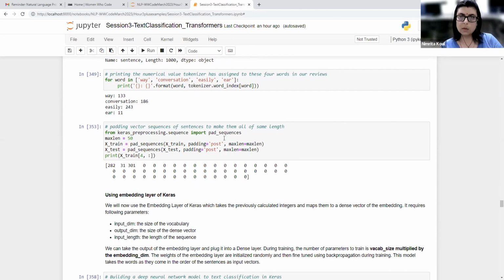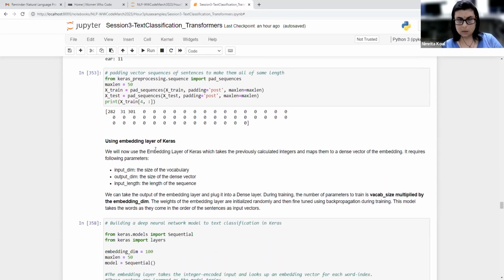This is done using the pad_sequences module from Keras preprocessing. We have decided that all the input sentences will be of maximum length 50. You can do this by using the pad sequences function, applying it to xtrain, and also applying it to xtest. So now all your input sentences or sequences are padded with zeros to make them of the same length, let us say 50 in this case.